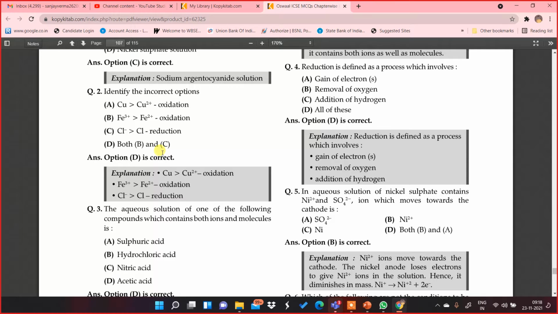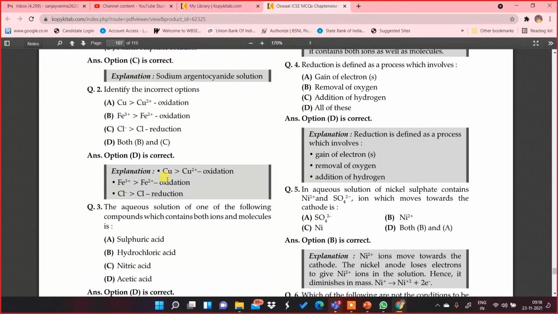So in that question which you have seen, both options B and C are wrong. They are incorrect. B is incorrect, C is incorrect. So your answer is option D. Option D is correct. Okay. So that is done with number 2. Let us move to the next one, number 3.